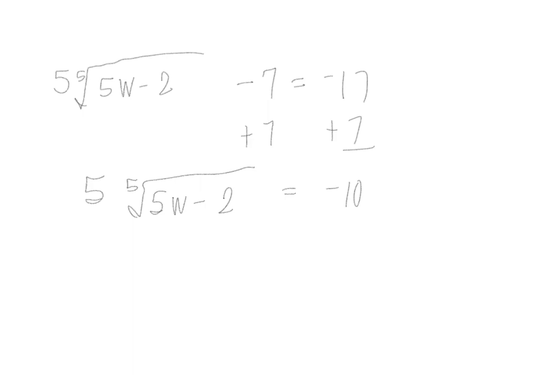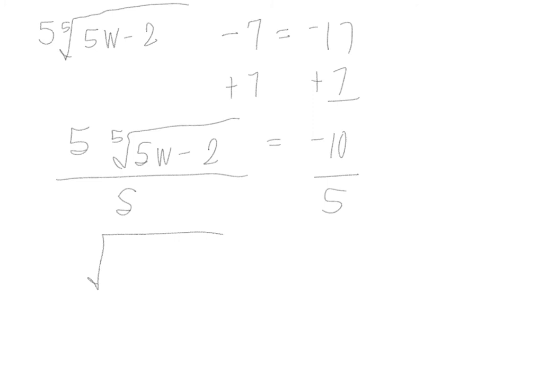Not much, but is the fifth root isolated? Does it say literally the fifth root of something equals this? No, it doesn't. It says 5 times the fifth root. So how do you get rid of that 5? Well, it says 5 times, right? So what's the opposite of multiplication? Division. Divide by what you don't want. You don't want the 5 there. So the fifth root of 5w minus 2 equals negative 2.